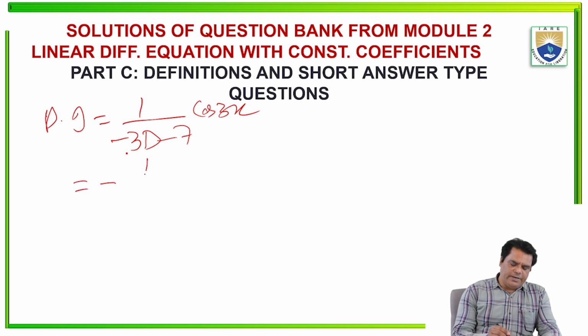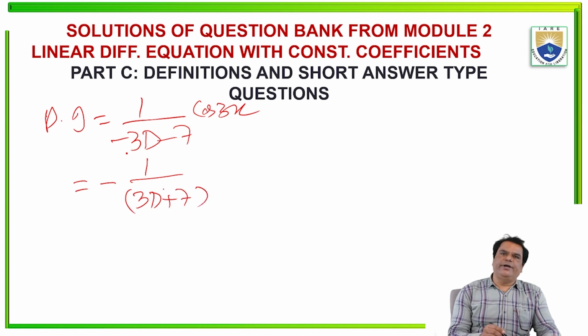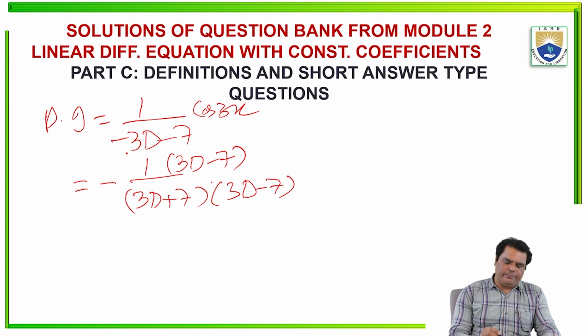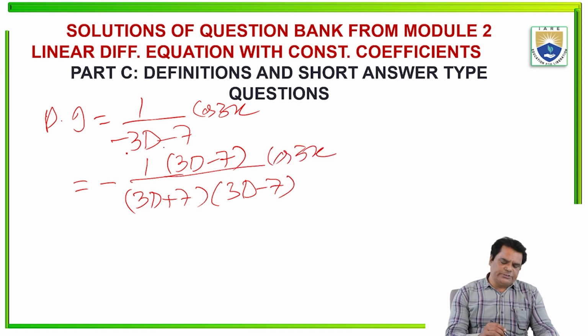So here it is 1 upon 3D plus 7. Multiply by its conjugate, 3D minus 7, upon 3D minus 7, into cos 3x. Taking the conjugate of this bracket.